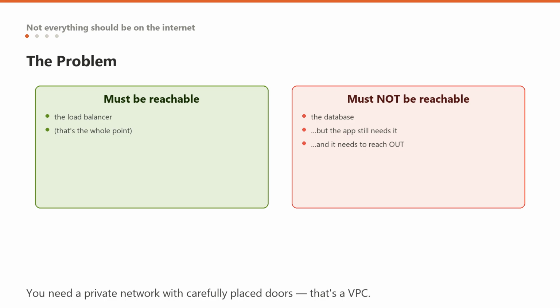Meanwhile, your application servers need to talk to that database, and they may also need to reach out to the internet to download updates or call an API without being reachable from the internet themselves. So you need a private network that you control with carefully placed doors. In AWS, that private network is called a VPC.